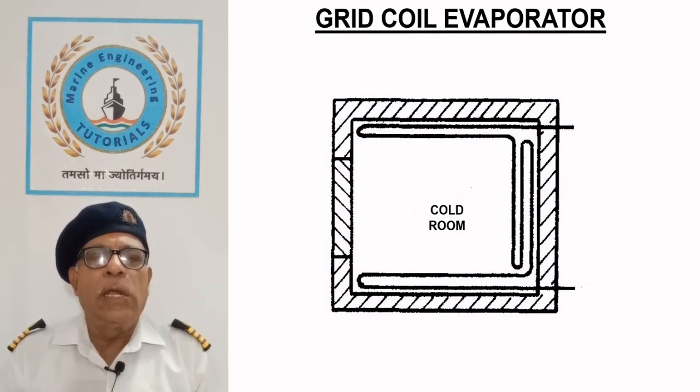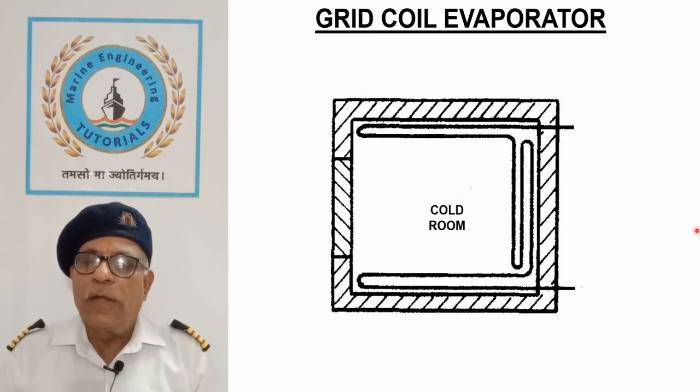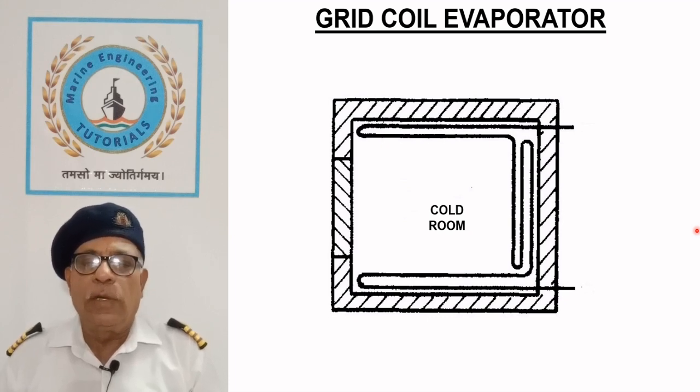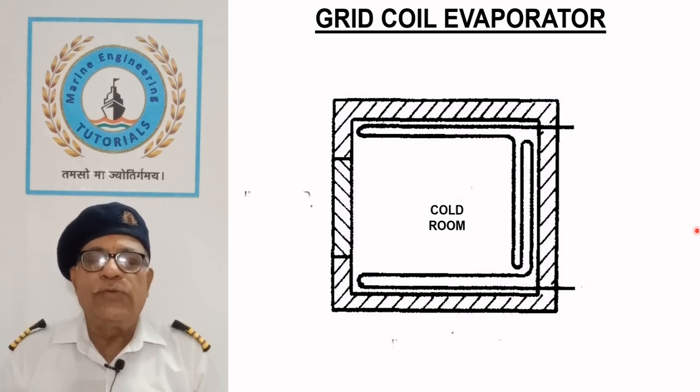Grid coil evaporator. This sketch shows a grid coil evaporator, which is commonly used in household refrigerators but is rarely used in moderate size refrigeration plants. This evaporator relies on natural circulation of air, due to which cooling rate is very slow.